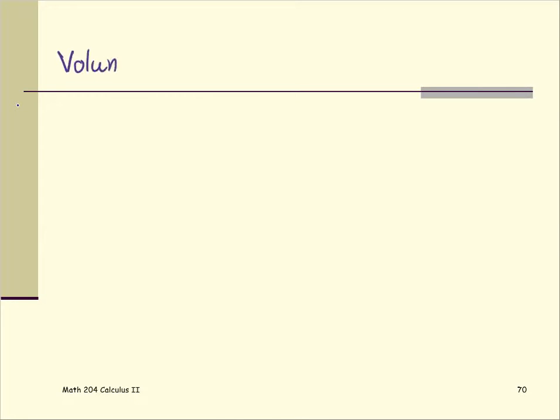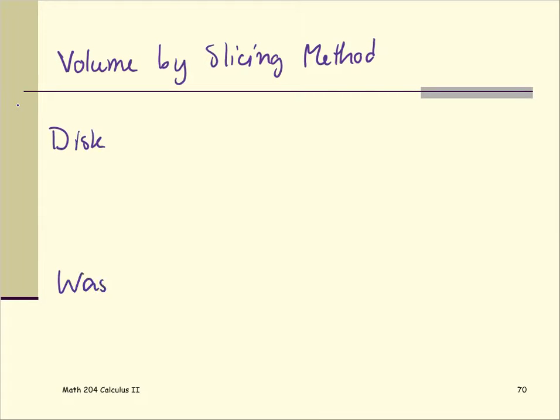So the volume by slicing method. Case 1 is in the form of the disk. Case number 2 is the washer.